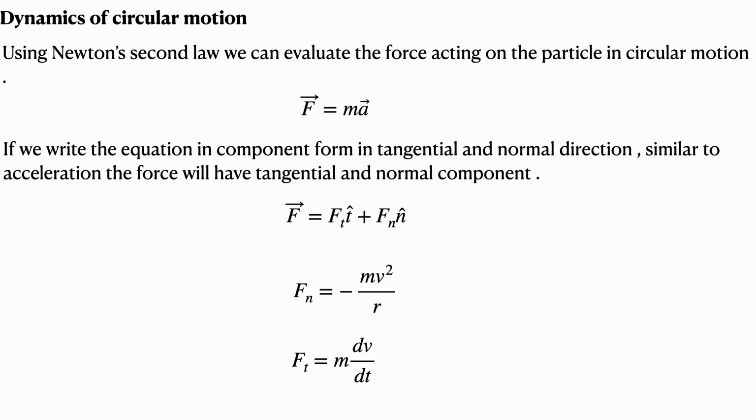Dynamics of circular motion. Using Newton's second law, we can evaluate the force acting on a particle executing circular motion. So the vector force will be equal to mass times vector acceleration. If we write the equation in component form in tangential and normal directions, similar to acceleration, the force will have tangential and normal components, and we can write vector F equals Ft t cap plus Fn n cap, where Fn is minus m v square divided by r and Ft is m dv by dt.